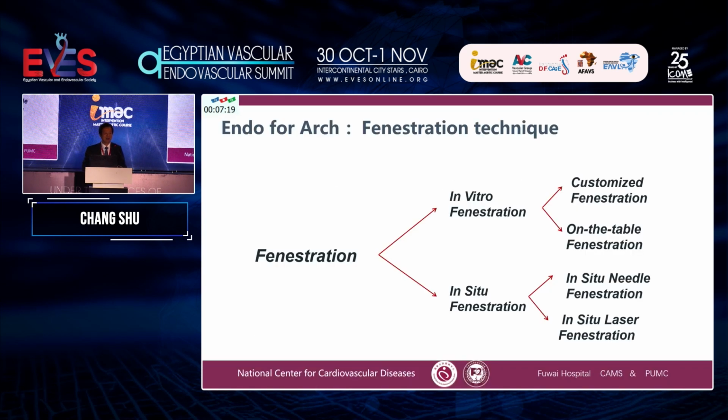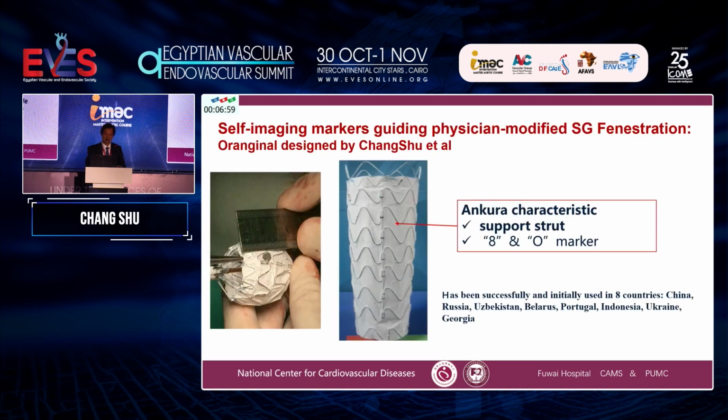Another endovascular procedure in China is fenestration. We have already performed in situ fenestration and in vitro fenestration. The first case I did with on table fenestration was in 2007. We already published a paper with 3 fenestrations of the whole aortic arch. It's the first one to do 3 branch fenestrations in the world.